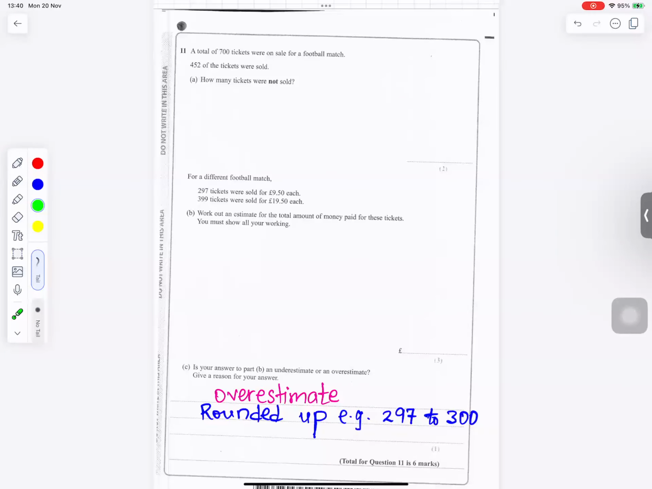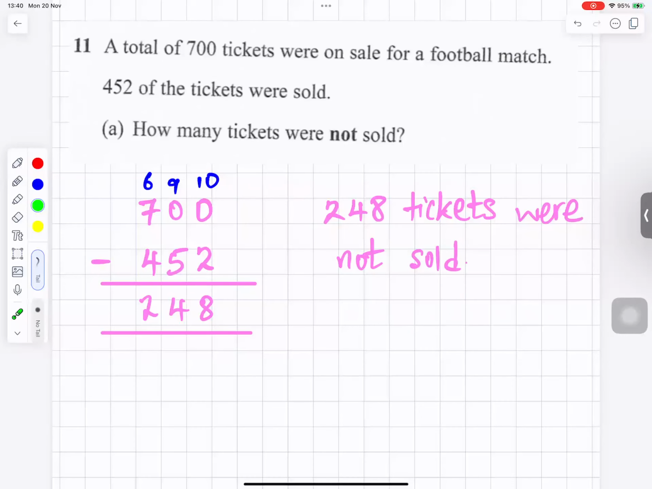That's question 11. It says, how many tickets were not sold? So we have 700 minus 452. So 0 take away 2, it's not possible. You get 1 from that 6. This becomes 10. Take 1 becomes 9.